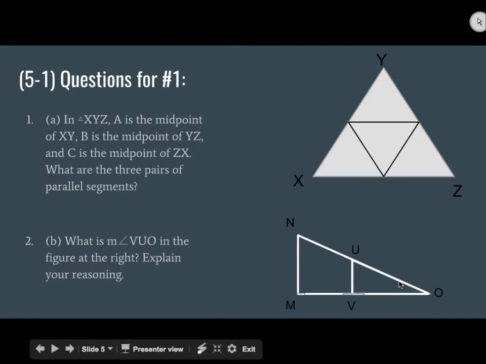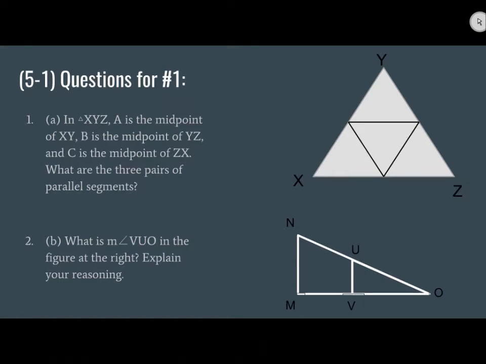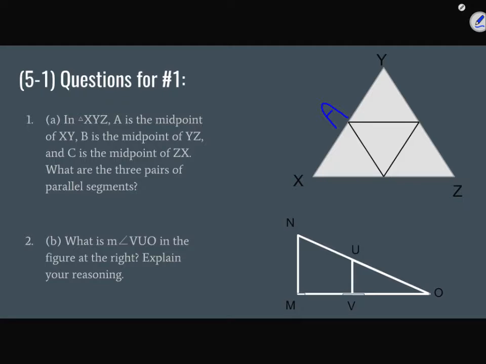So questions for number 1. We are given in triangle XYZ, A is the midpoint of YX, and B is the midpoint of YZ. Then we have C is the midpoint of ZX. What are the 3 pairs of parallel segments?